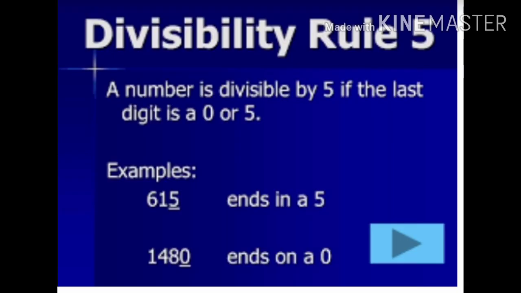Next is divisibility rule of 5. Again we have that look and say method. A number is divisible by 5 if the last digit, that is the digit at the ones place, is 0 or 5. For example, in 615, see the digit at the ones place is 5, so it is divisible by 5. In 1480, the ones place digit is 0 and hence it is divisible by 5.